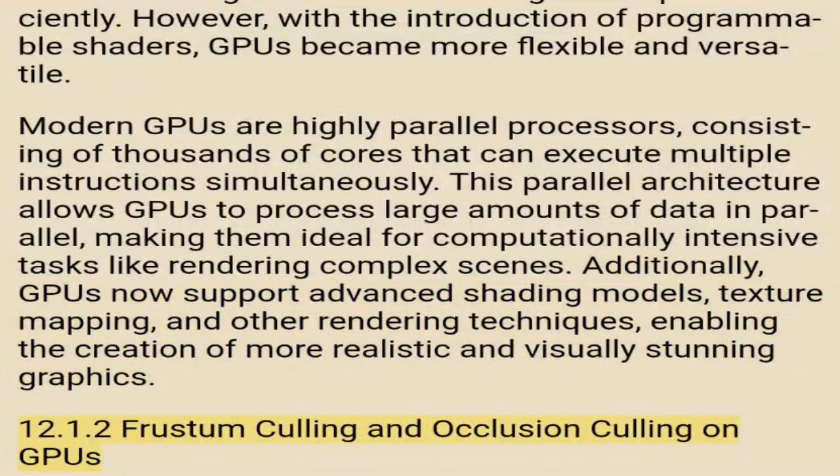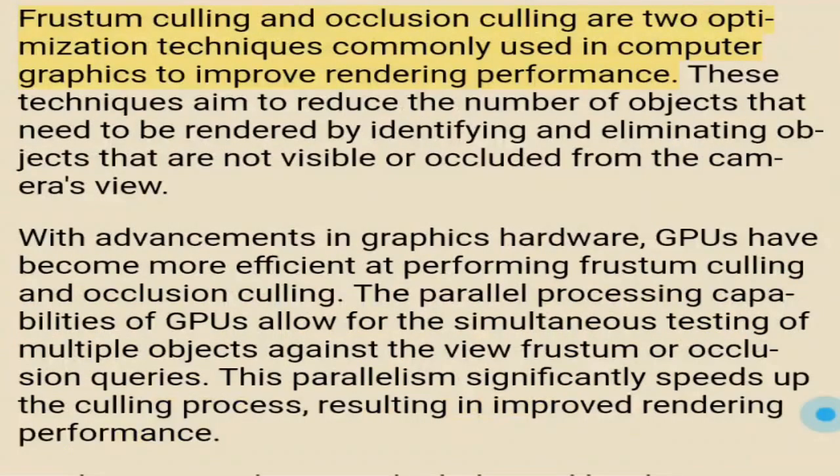12.1.2 Frustum culling and occlusion culling on GPUs. Frustum culling and occlusion culling are two optimization techniques commonly used in computer graphics to improve rendering performance. These techniques aim to reduce the number of objects that need to be rendered by identifying and eliminating objects that are not visible or occluded from the camera's view.